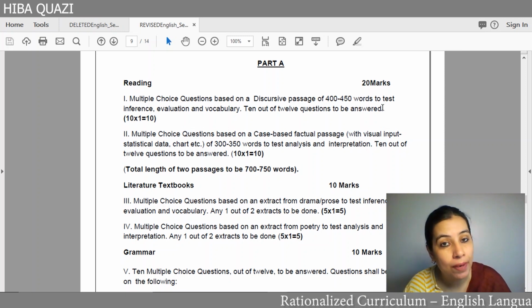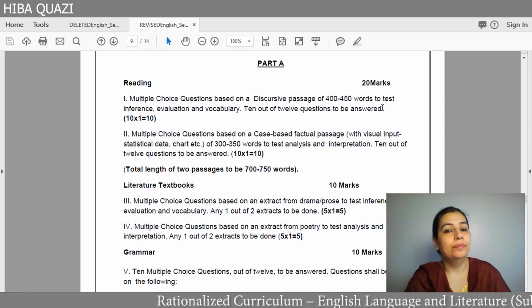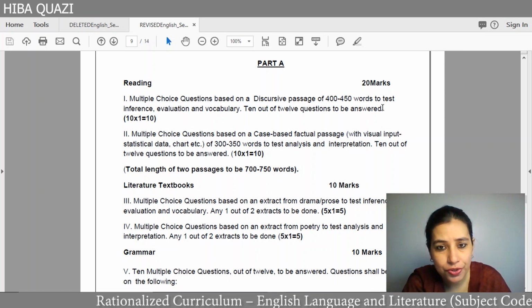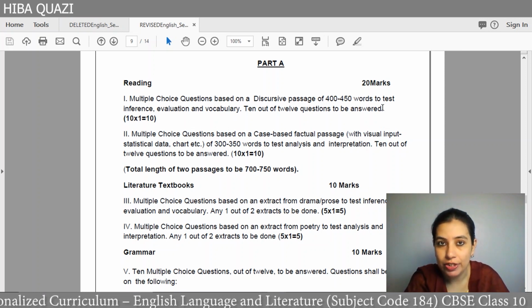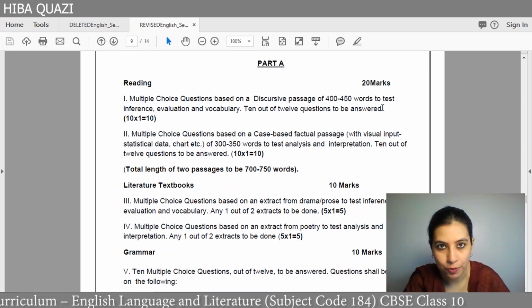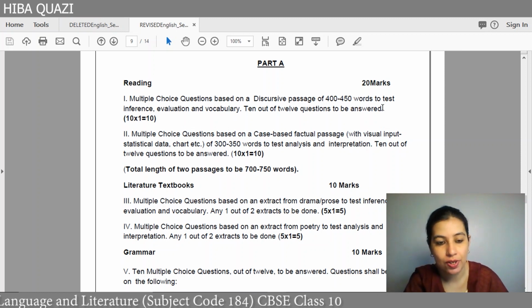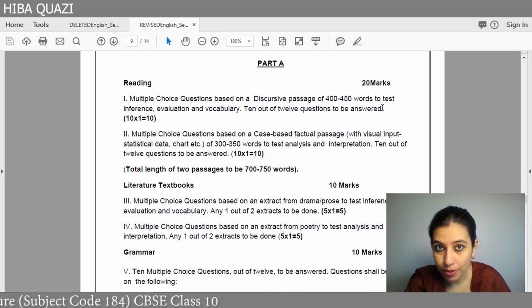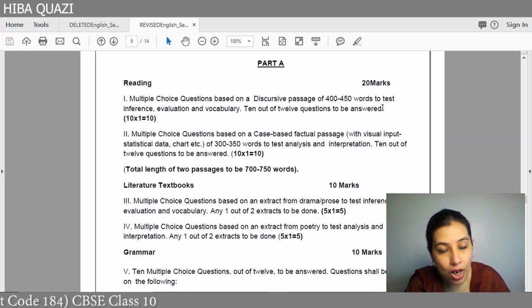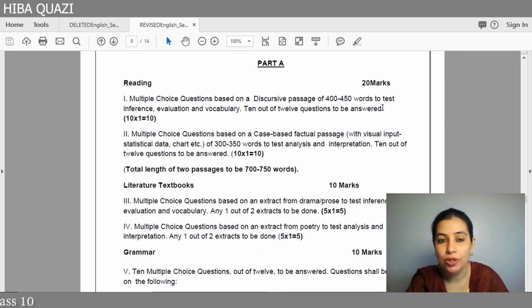Now they say drama or prose. So it can be basically from both the textbooks. Prose is in both the textbooks. So it can come from any of the textbooks. They have not specified the textbook here. So you need to be prepared for this particular question with both the texts. So MCQs based on an extract based question from drama or prose to test your inference, evaluation and vocabulary. Any one out of two.